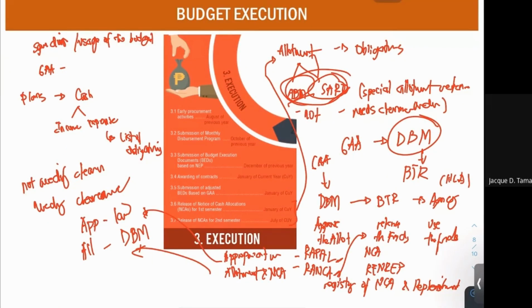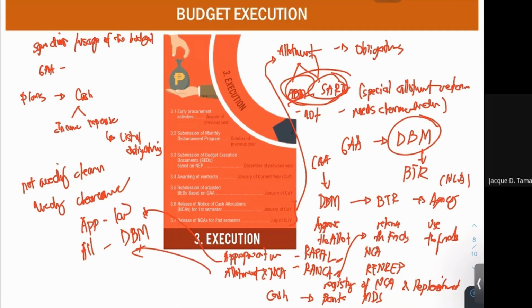So once it is recorded there, what will happen to the BTR? The BTR will now transfer the cash from its bank accounts to the bank account of the agency. We call this your MDS, Modified Disbursement System. Okay. Now, after that, the agency will now receive it.